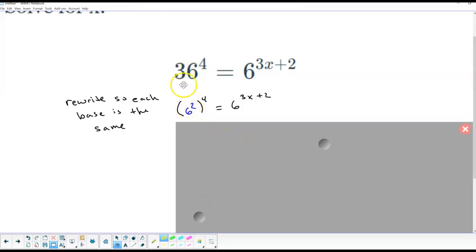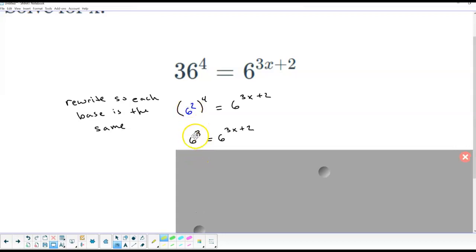We can write 36 as 6 squared. Now notice, it's still 36 to the 4th power. I'm going to think of that as 6 squared to the 4th power. And then we have our properties of exponents. A power to a power tells me to multiply. So this really becomes 6 to the 8th power.